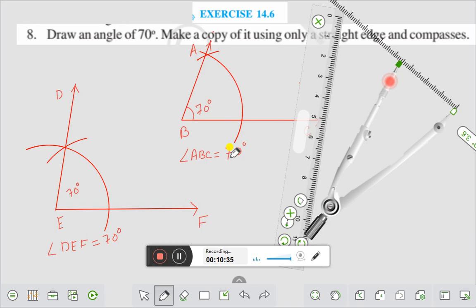In this way, you can copy an angle like this, right? That means first you have to draw a 70 degree, you have to take an arc here, and from this point you take the measure of this arc, right? Here also you take the same arc here, and from this point you cut the arc here, and you will get the exact copy of this angle.